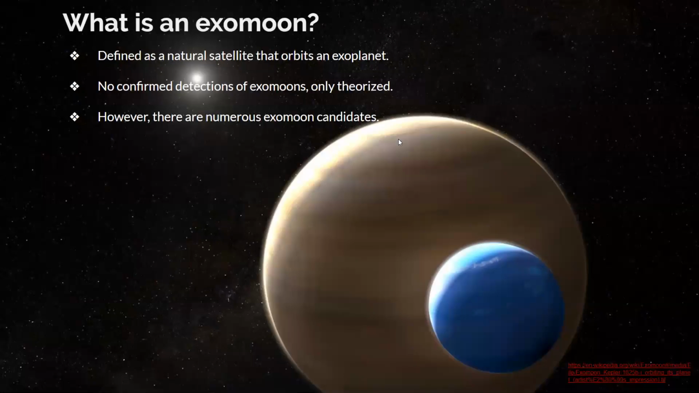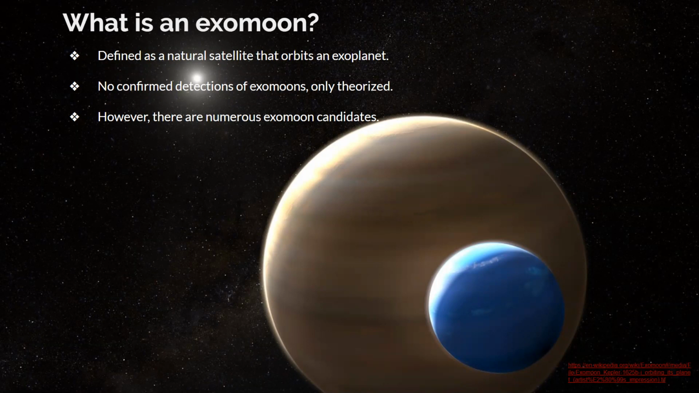So first we're going to talk about the definition of an exomoon. And it's quite simple. It can be defined as a natural satellite that orbits an exoplanet. And it's inferred from the study of natural satellites in our own solar system that exomoons are common in planetary systems amongst the universe. And despite recent discoveries, including evaporating planets and exocomets, we still haven't quite been able to detect an exomoon. So as of right now, it's only theorized.